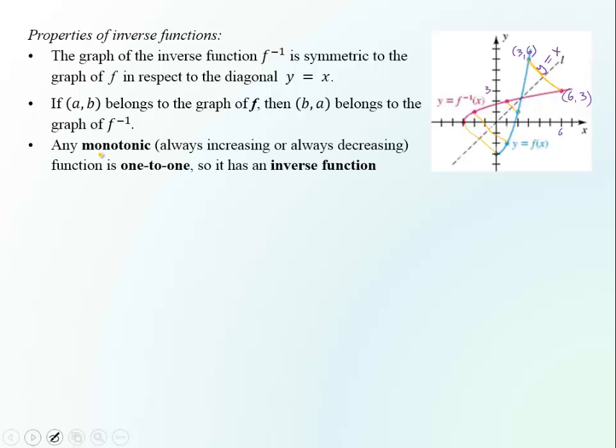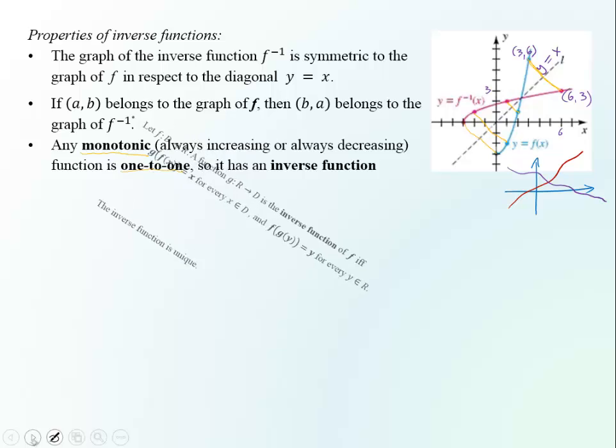Another observation: any monotonic function, meaning always increasing or always decreasing, is one-to-one. So it has an inverse function, because a one-to-one function has an inverse. So any function of this type, always rising, will have an inverse function. Also a function that is always falling, no matter how, but it's always falling, will be reversible.